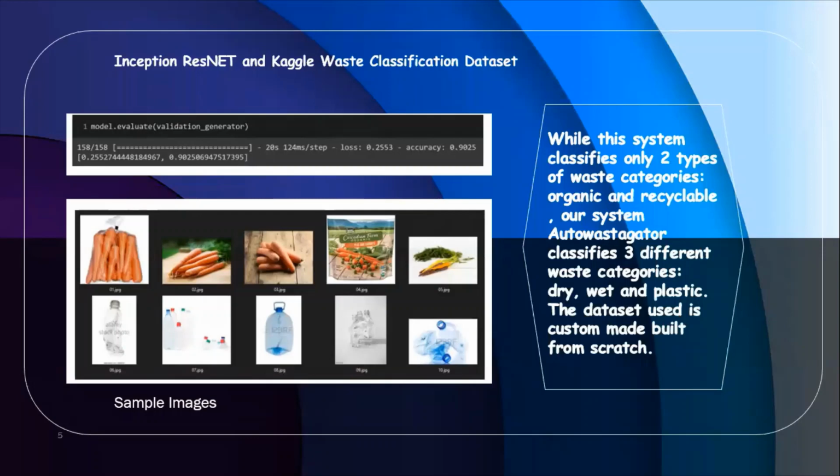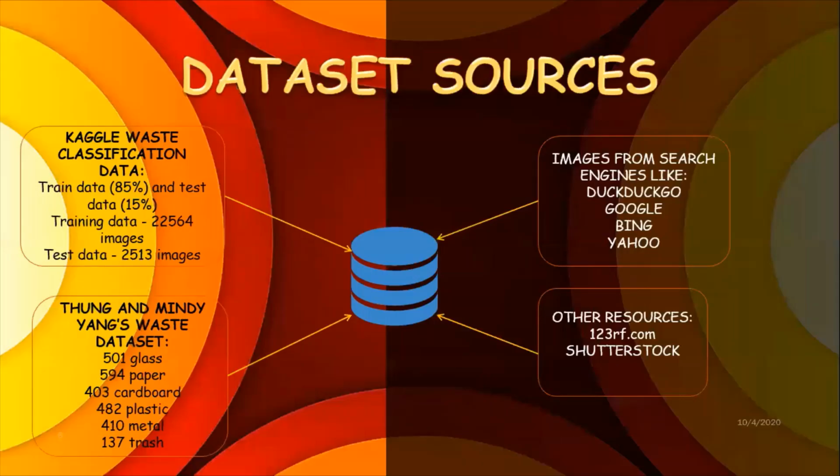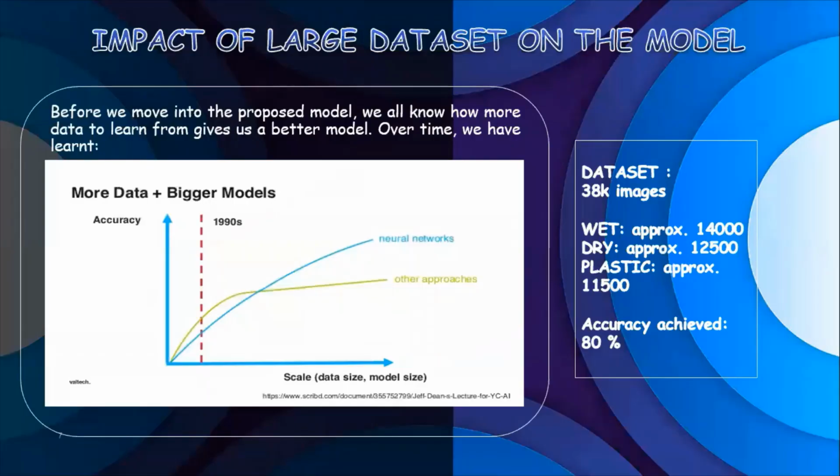Our model has three classification classes: dry, wet, and plastic. We have a wide variety of data set sources. We have a large, customized, resized data set of about 38,000 images, and the division is as shown.